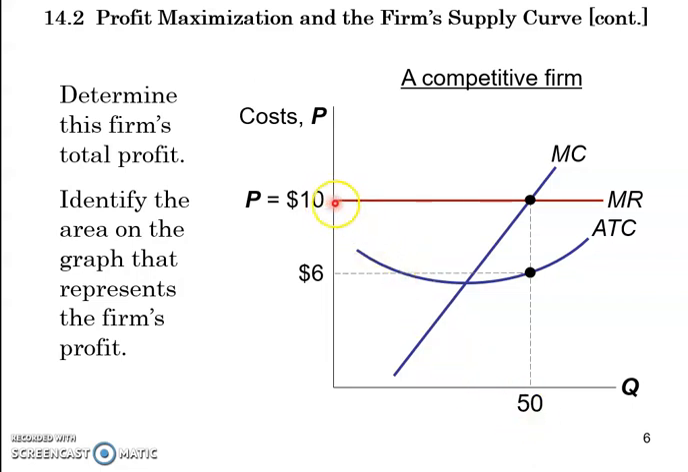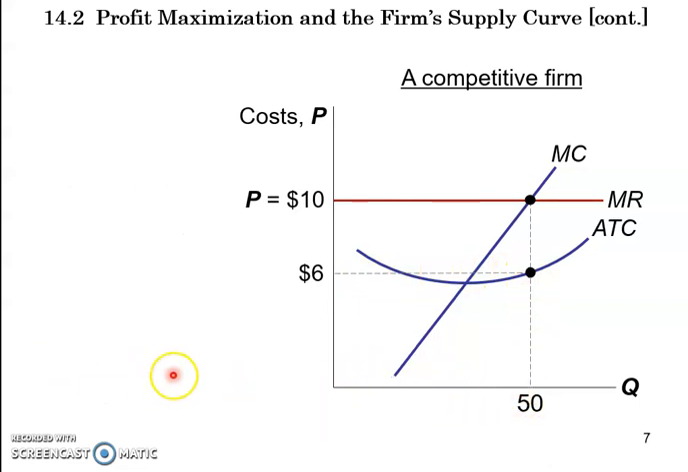Graphically, that means this big box from $10 to this intersection point, down here to 50 and the origin. This big box represents the total revenue. And we can also find the total cost, right? When the firm produces 50 units, the average total cost per unit is $6. So ATC times the quantity will give us the total cost. That will be this small box on the graph.